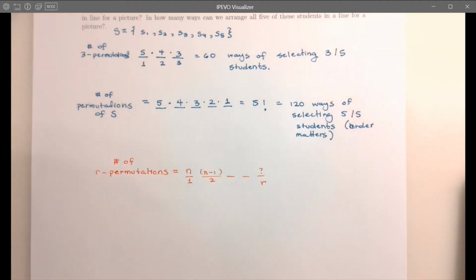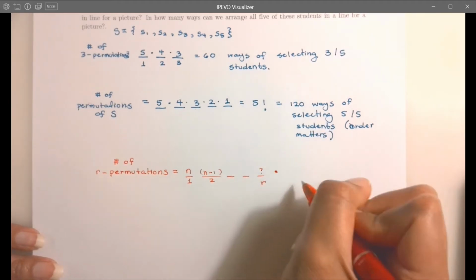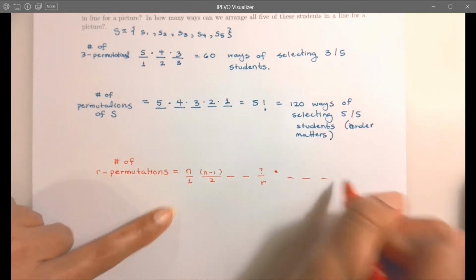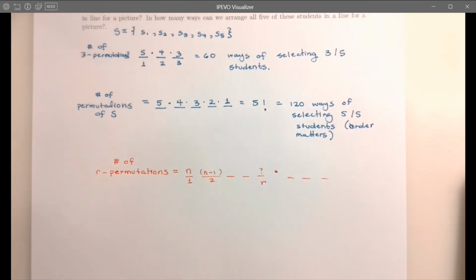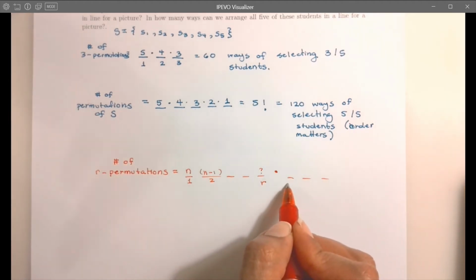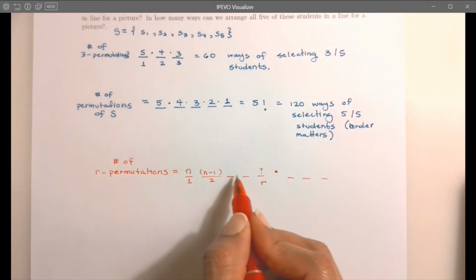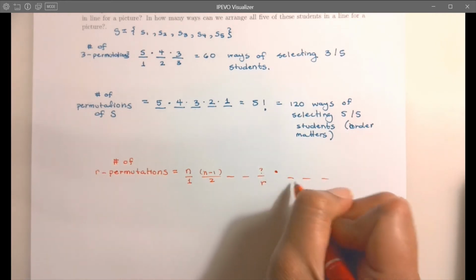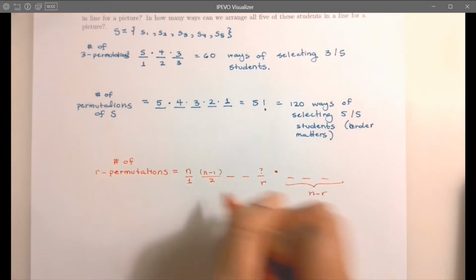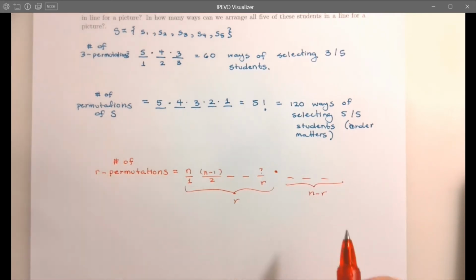Well, to find out what that would be, let's just think about how many are left over. If the total number of students is n, that means that we are leaving out of what would be the factorial n minus r elements, right? So here we would have n minus r. Here we have r elements.